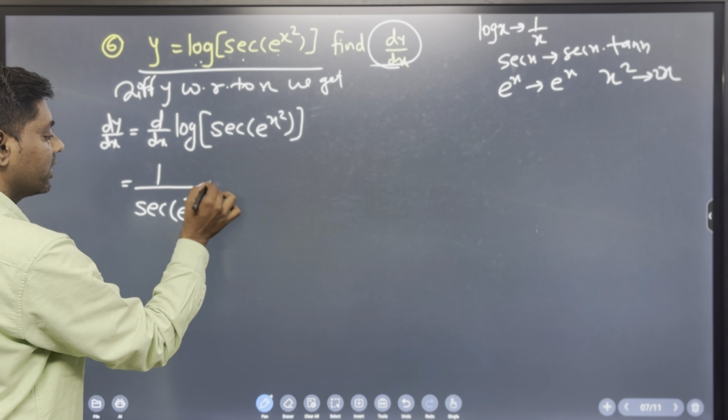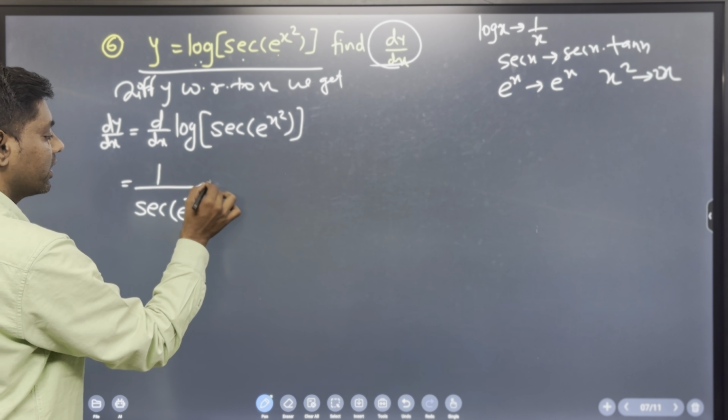Which function is here? The function is e raised to x square, so we take the derivative of e raised to x square. So e raised to x square, and then the denominator is the same. We clearly observe that the numerator sec of e raised to x square and the denominator are both the same, so we cancel them. What is remaining here? Only tan of e raised to x square into the derivative of e raised to x, which is e raised to x square as it is. But now the function is x square, so again we take the derivative of x square, which is 2x.